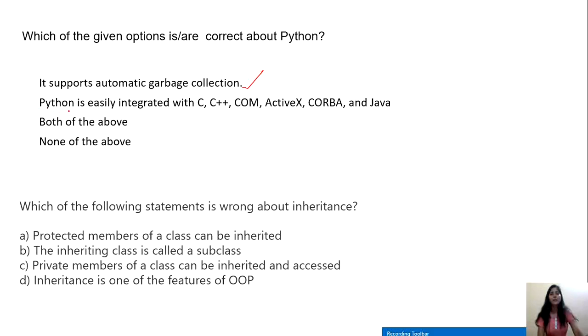Next, they have given: Python is easily integrated with C, C++, COM, ActiveX, CORBA, and Java. That is also correct. We can easily integrate Python with other programming languages. That is why Python is most used and trending today. So both the given options are correct, and the correct option is both of the above.